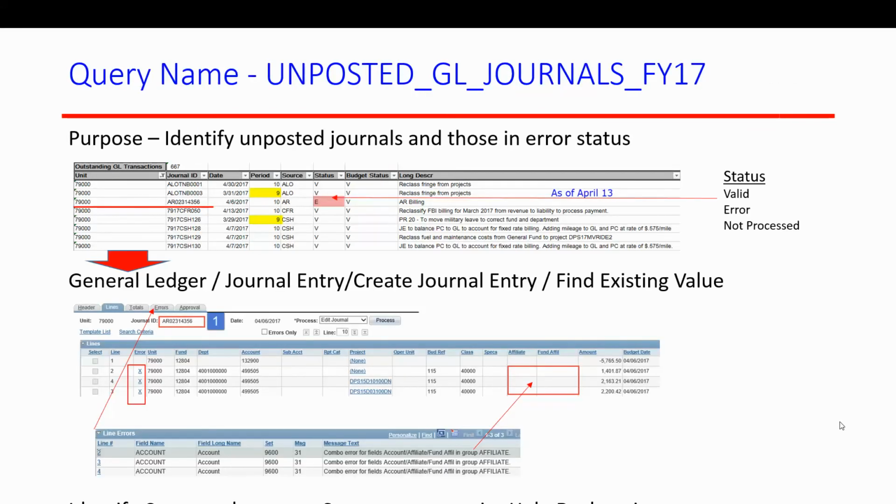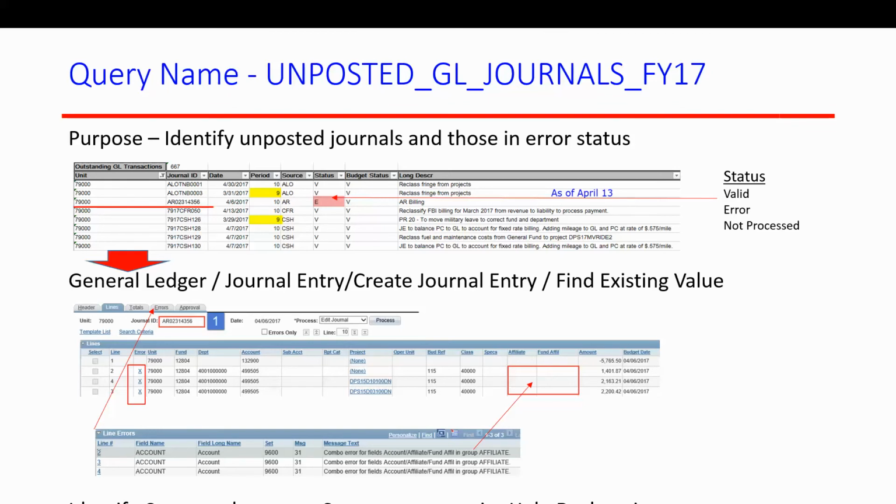The first one is a public query named unposted_GL_journals_FY17. The purpose of this particular query is to identify unposted journals and specifically those in error status. Those in error status will require business unit investigation and remediation.